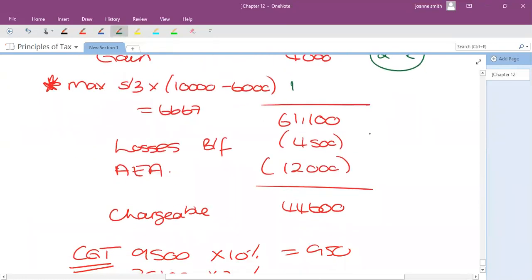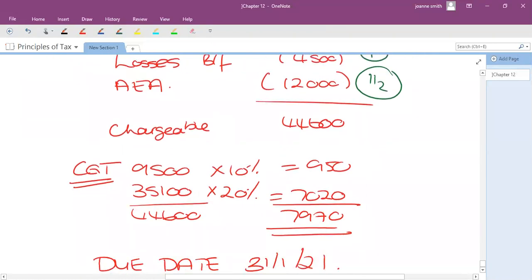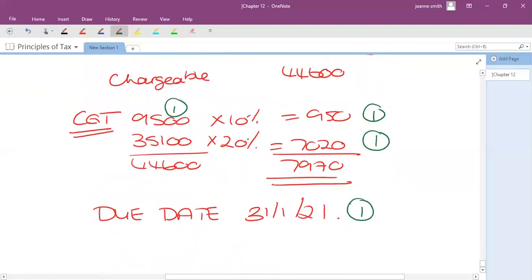And then we've got an easy mark for knowing that losses brought forward reduce the gain, and an easy half a mark for knowing about the annual exemption. Finally, we've got the tax calculation. So there was 1 mark for knowing that you use the rest of the basic rate band, and then using your own figures, multiplying them through to get the tax charge. Finally, that leaves us 1 mark for the due date.